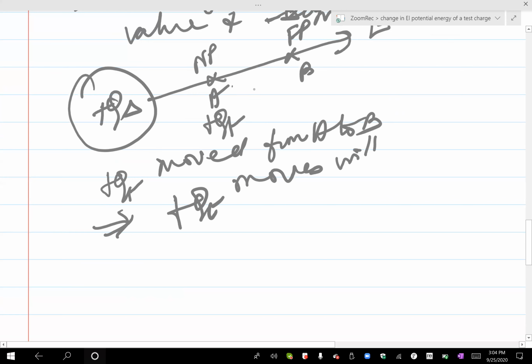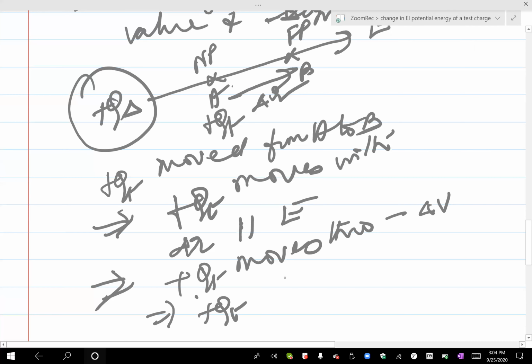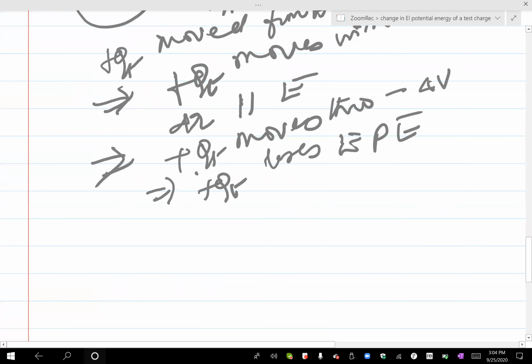This is my delta R, with delta R parallel to E. Parallel to E means minus delta V. So plus QT moves through minus delta V. Plus and minus will make it minus, and therefore plus QT loses electrical potential energy in this case, when it is moved with delta R parallel to E, or in other words, when it is radially moved away from the positive source charge.